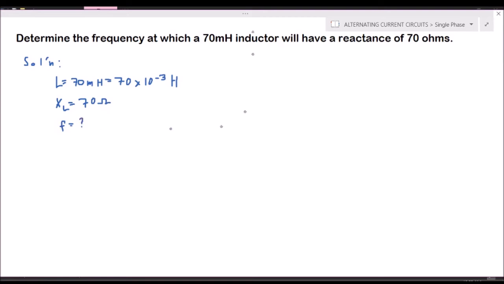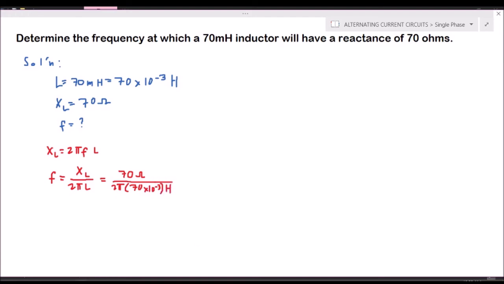Let's have the formula for inductive reactance: XL is equal to 2 pi FL. If we are going to solve for F, we transfer the 2 pi and the L to the other side, so F is equal to XL over 2 pi L. Now we substitute the given: 70 ohms over 2 pi times 70 times 10 to the power of negative 3 henry.